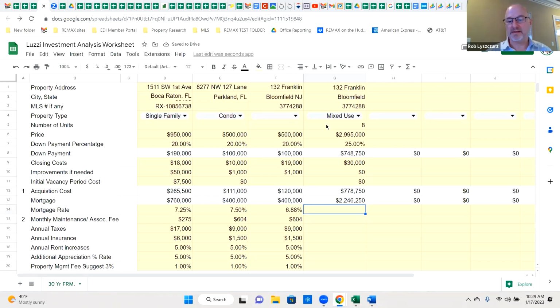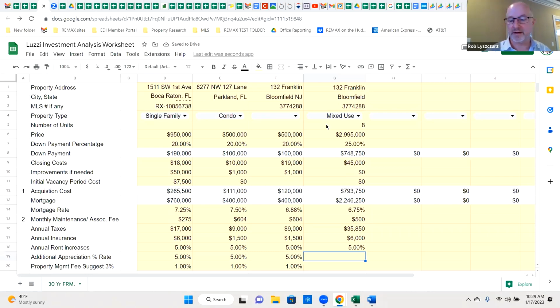Mortgage rate on something like this might be 6.75 on a 5-year balloon. As a matter of fact, I'm going to do closing costs of 45,000 for bank fees. Maintenance and association, I'm going to do 500 a month. Annual taxes, 35,850. Annual insurance, 6,000. Annual rent increases, 5%.